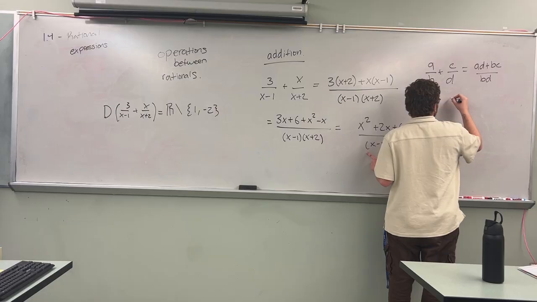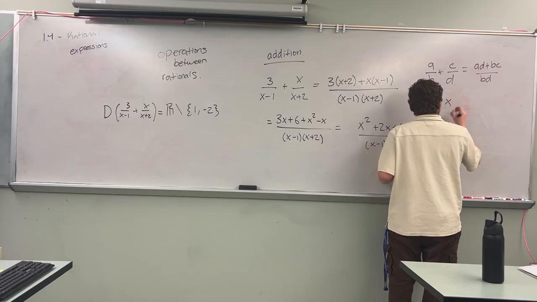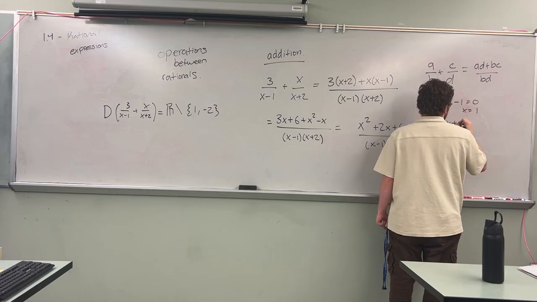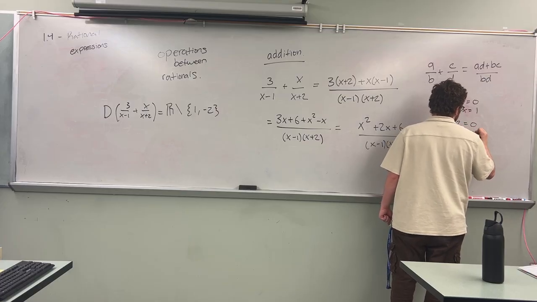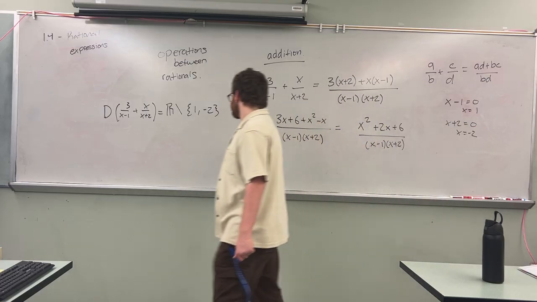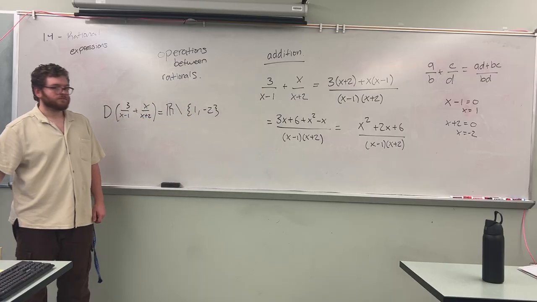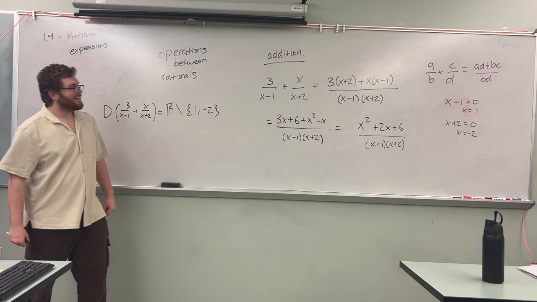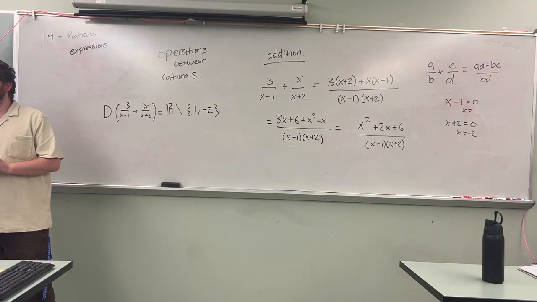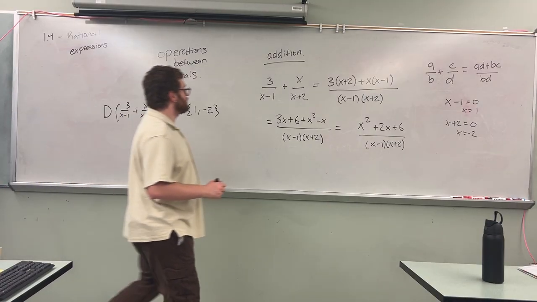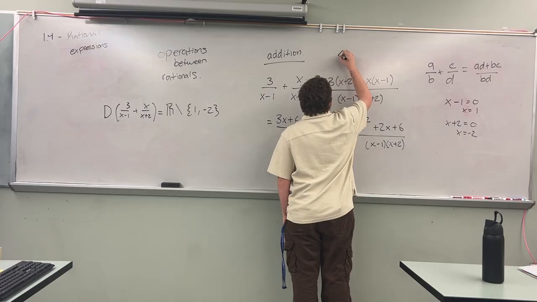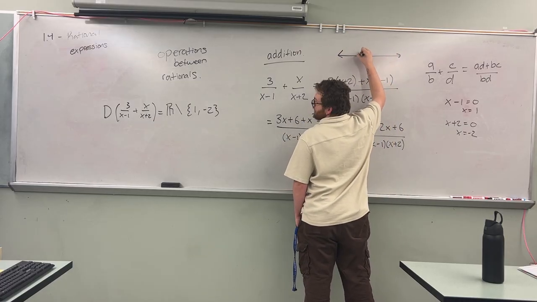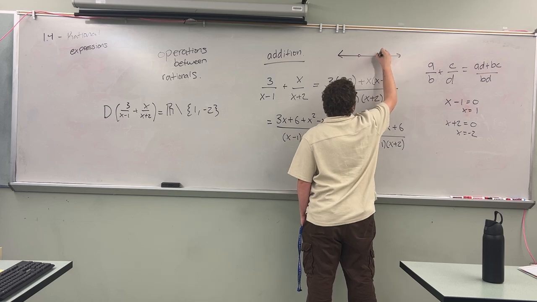If you need to for any reason, you just do x minus 1 equals 0, so x equals 1. x plus 2 equals 0, so x equals minus 2. And that's our domain. Again, it's easier for me to do it with a number line before I do interval notation. So I get everything but the points, negative 2 and 1.